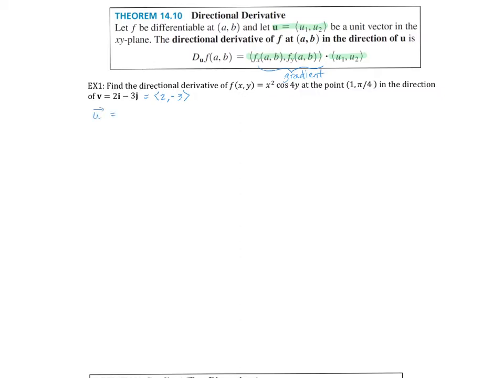So I want to take my vector v, and divide it by its magnitude, which would be the square root of 4 plus 9, so square root of 13. And now I have a unit vector in the same direction as v. You can distribute that if you want and write this as 2 square root of 13, negative 3 square root of 13, but it's really not necessary.